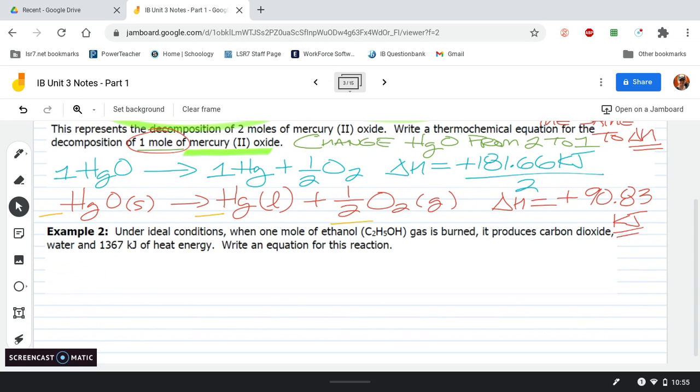So it says, under ideal conditions, when 1 mole of ethanol, and it gives us the formula, gas is burned, it produces carbon dioxide, water, and 13.67 kilojoules of heat. Write an equation for this. Well, this is going to need to be a thermochemical equation. So let's go ahead and note that it's not just an equation, but a thermochemical equation, because they gave us this. So pause the video and see if you can figure it out.